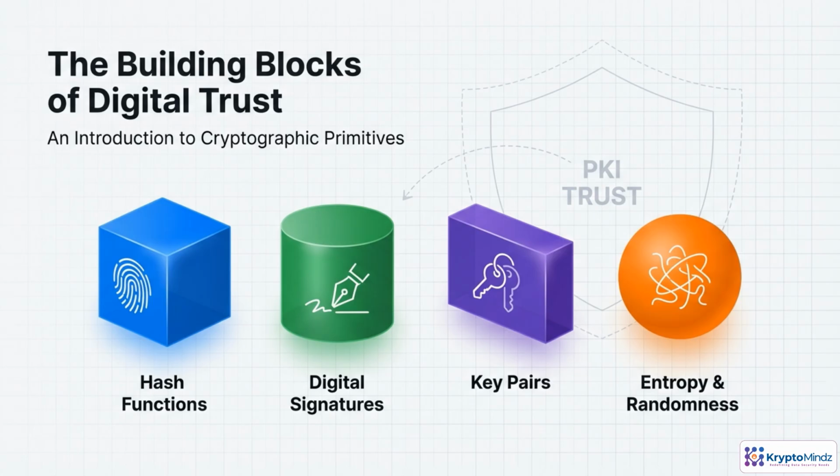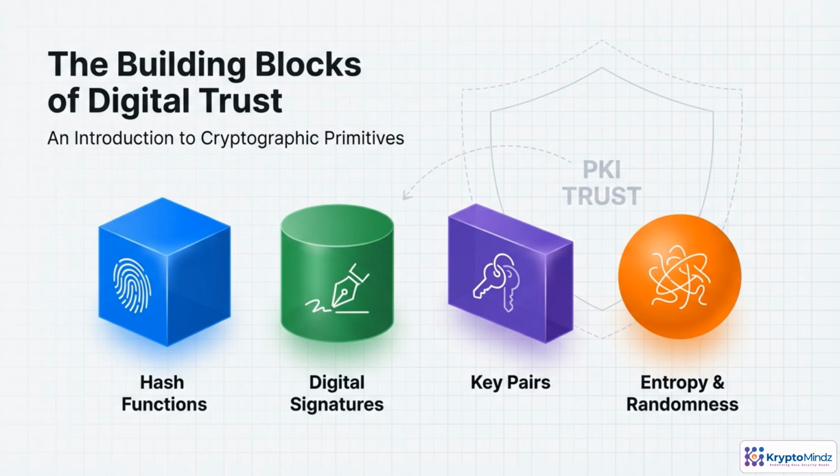Think of cryptographic primitives like Lego blocks. A single Lego block isn't very useful by itself, but when you combine many blocks, you can build a house, a castle, or a spaceship. Cryptographic primitives work the same way. Each primitive solves one specific narrow problem. It's designed to be secure, well-tested, and reusable. When you combine multiple primitives together, you create complex systems like PKI.